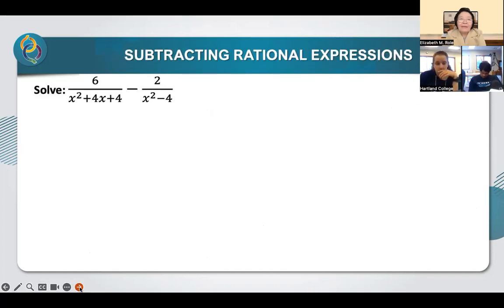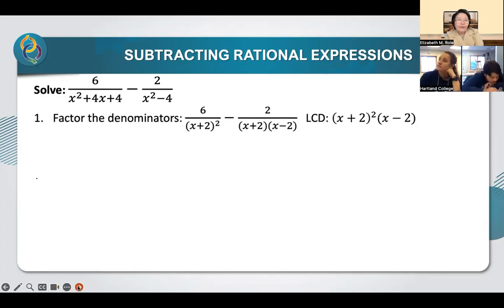All right. How about this? I will still be doing subtracting rational expressions. In this situation, I think you know that the first step, because these are now x squared plus 4x plus 4 and x squared minus 4, it's totally different from the previous examples. These ones, it's necessary to begin by factoring the denominators.